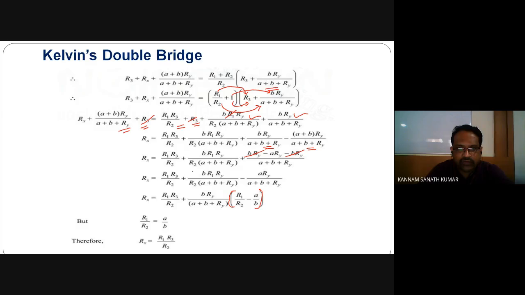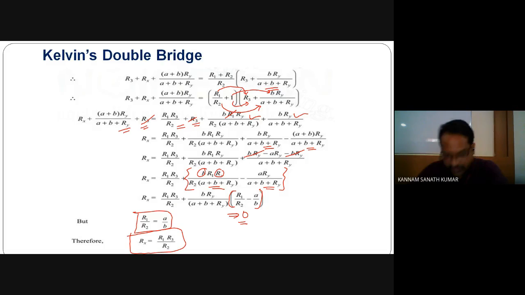Okay. So from these two equations, you can take A plus B plus Ry common, B into Ry common. Okay. But you know that R1 by R2 equal to what? A by B. So when R1 by R2 equal to A by B, so this equation equal to what? 0. So that means you are getting Rx as R1 R3 by R2. So that means when you are adding two more resistances for the Kelvin double bridge.